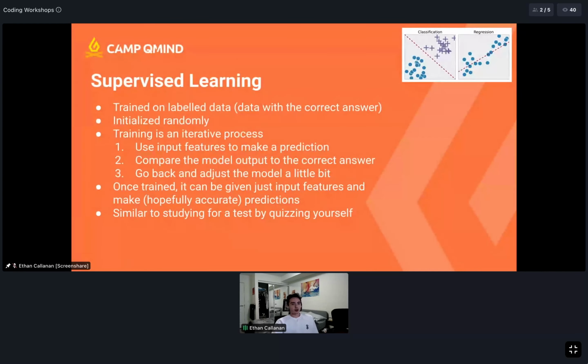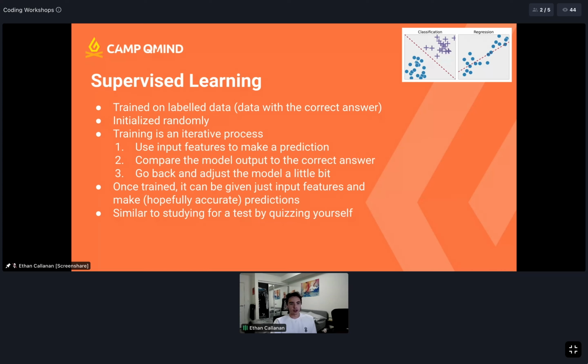Supervised learning, as I said, is trained on labeled data, which is data with the correct output, whether it's a classification or just an output value. These algorithms are usually initialized randomly, although in certain cases you might choose the initialization. More accurately, it's initialized in such a way that the outputs are pretty much completely random. Then training is an iterative process. You'll feed a supervised learning algorithm your input data, it will come up with its prediction, then it goes back, compares the prediction to the correct answer, and uses that comparison to adjust the model. This keeps happening in the training loop over and over until after training, the model can take those inputs and make hopefully accurate predictions.